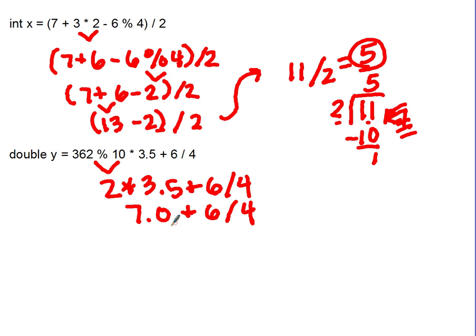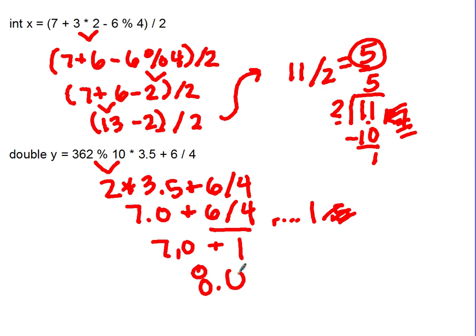Now, many people, because they're going to see a decimal here, will think when I do this division of 6 divided by 4, I can get a decimal back here. But if this was all by itself, your answer would be an int. So that rule still applies. What's 6 divided by 4? It's just 1. Even though we know it would really be 1.5, whole number, drop the decimal, I only get the whole number back. So 7.0 plus 1 gives me 8.0 is my final answer.